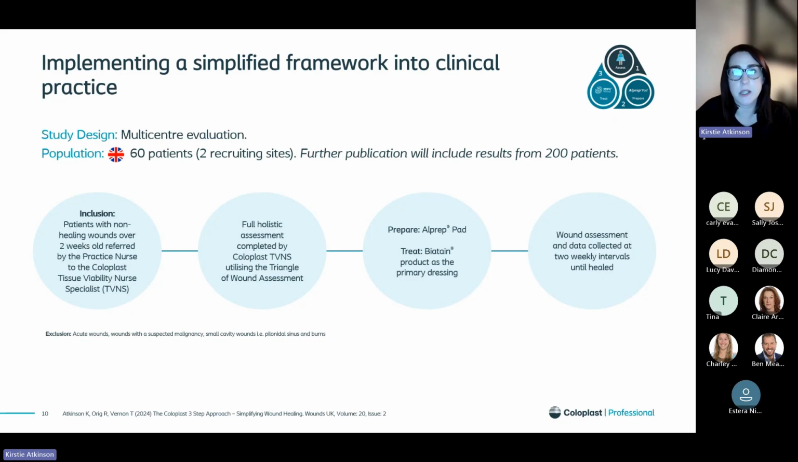What we then did was a wound assessment and collected data at 2 weekly intervals until the wounds were healed or until the point of publication. So we assessed the wounds at 2, 4, 6, 8 weeks, and so on and so forth. There was some exclusion, so we didn't look at acute wounds. We didn't look at wounds that had any suspected malignancy or small cavity wounds such as pilonidal sinuses, and burns. They were excluded from the data collection.